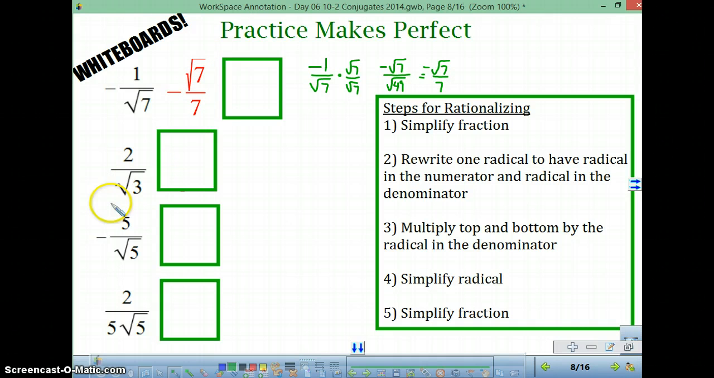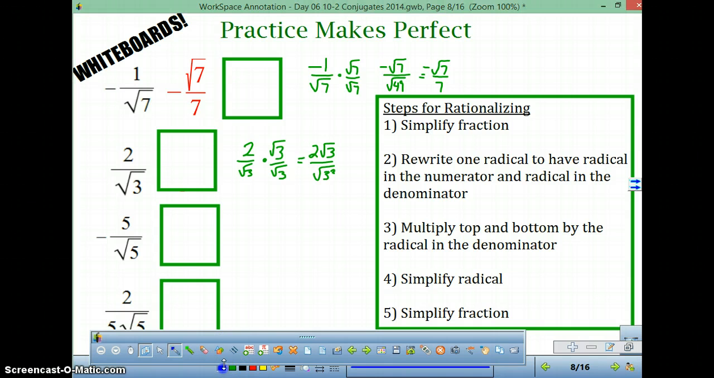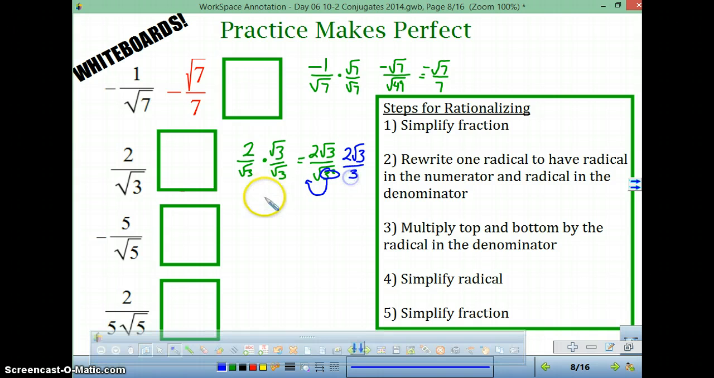Answer. Try this one here. I'm going to do 2 over root 3, multiply by root 3 over root 3. Numerator times numerator equals 2 root 3. Denominator, root 3 times root 3 becomes the square root of 3 squared. There's a perfect square underneath the radical. We take that out. That becomes 2 root 3 over 3. Okay. Try the next one.